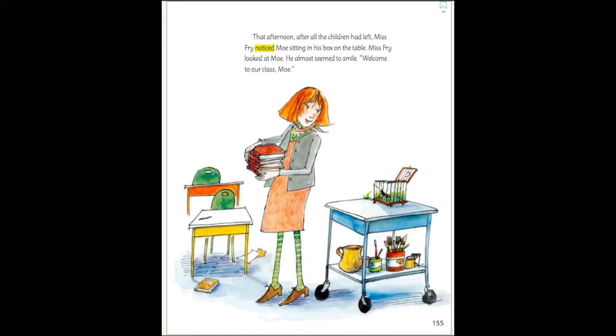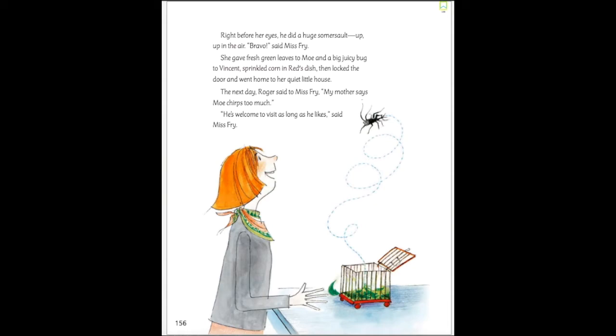That afternoon, after all the children had left, Miss Fry noticed Mo sitting in his box on the table. Miss Fry looked at Mo. He almost seemed to smile. "Welcome to our class, Mo." Right before her eyes, he did a huge somersault, up in the air. "Bravo," said Miss Fry. She gave fresh green leaves to Mo and a big juicy bug to Vincent, sprinkled corn in Red's dish, then locked the door and went home to her quiet little house.